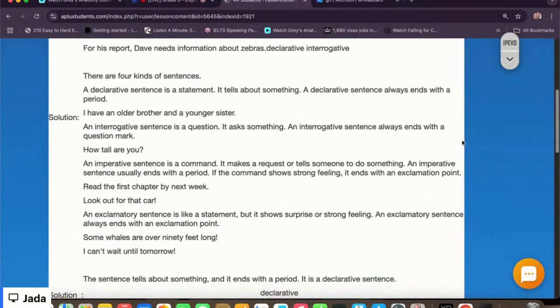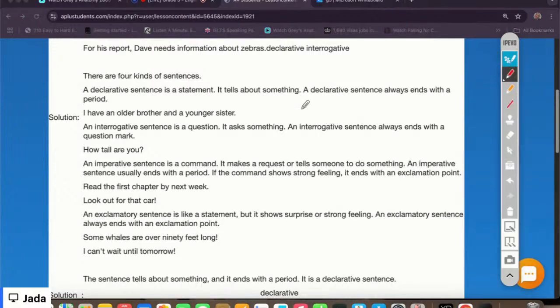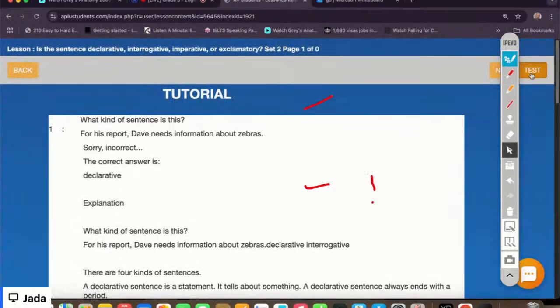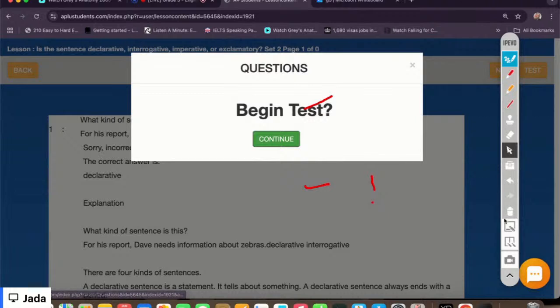A declarative is a statement, tells about something and ends with a period. An interrogative sentence is a question, it asks something, ends with a question mark. And then the imperative is a command, it makes a request or tells you to do something. And then it ends with a period, but if it shows a strong feeling, it ends with an exclamation point. And then the exclamatory sentence is just like a statement, but it shows surprise or strong feeling. Okay, so we'll just go to the test. Okay, so yeah, we'll have all the questions here.